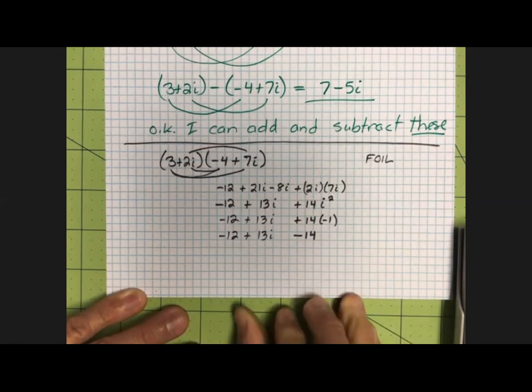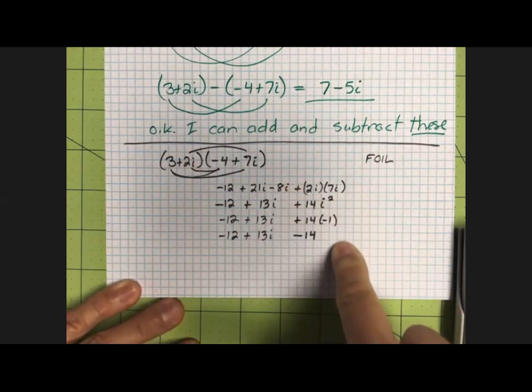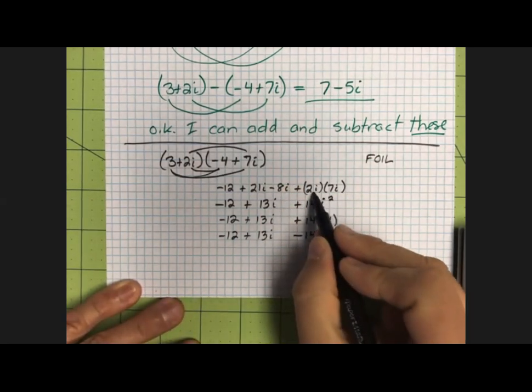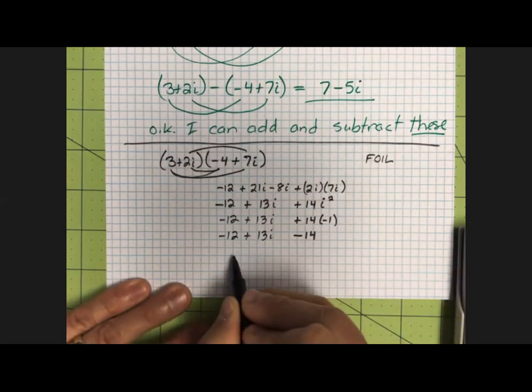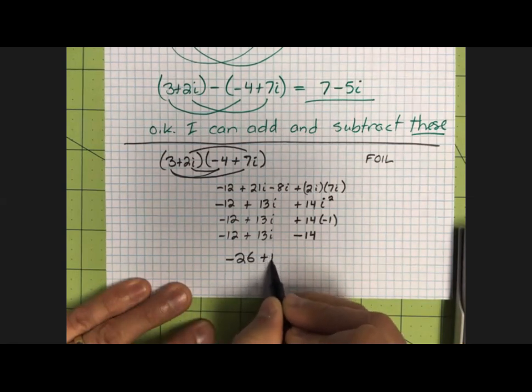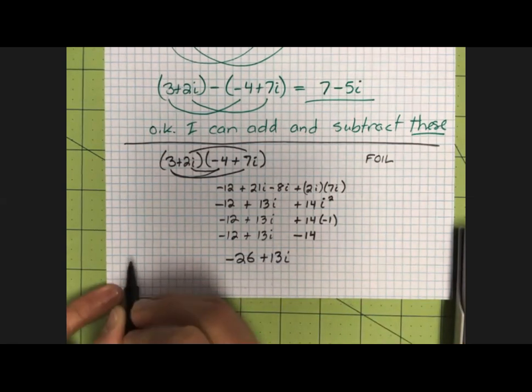I don't need to write this many steps. I'm just writing out that whole step there. Whenever you see i squared, you replace it with minus 1. So what's the final answer? Negative 26 plus 13i.